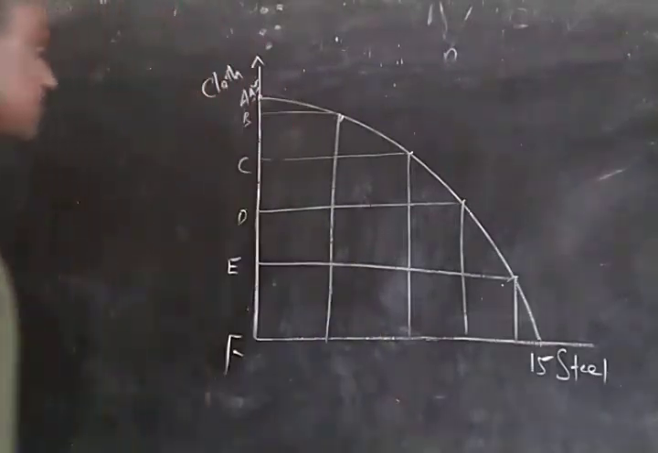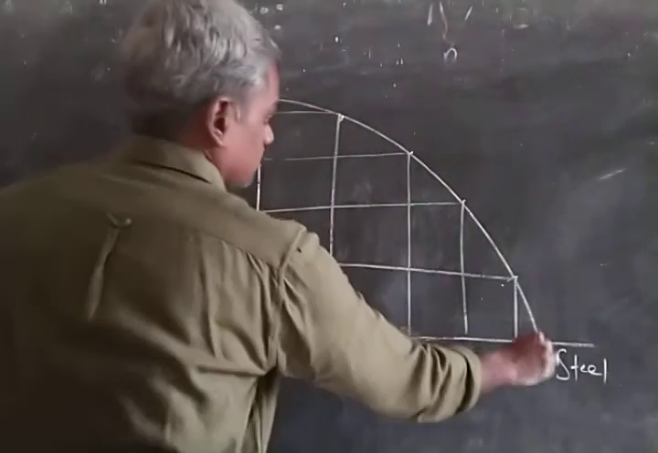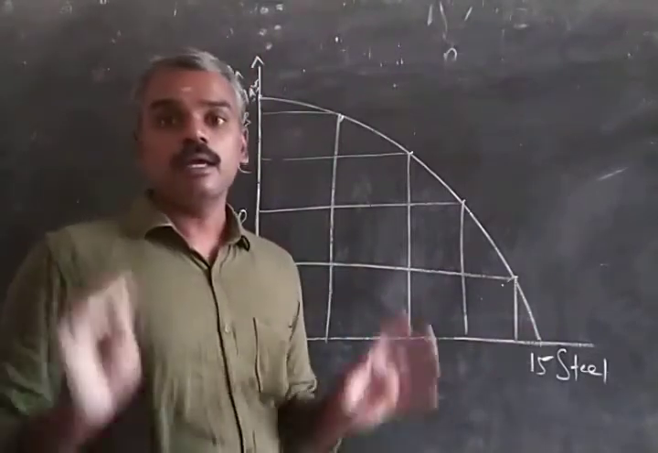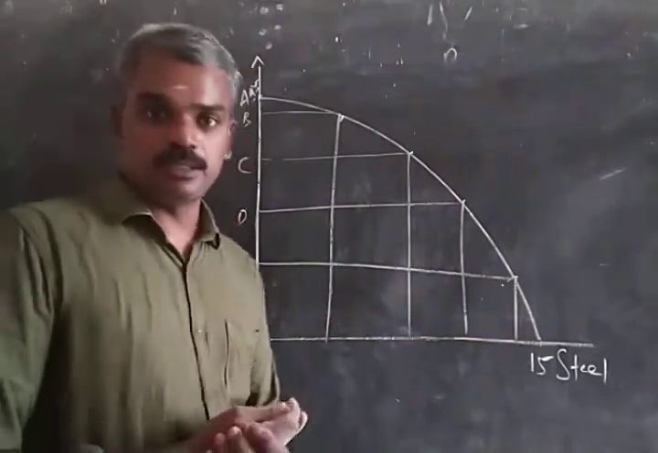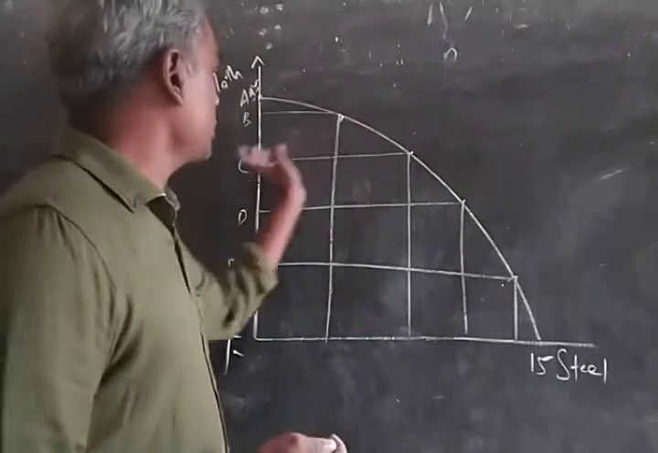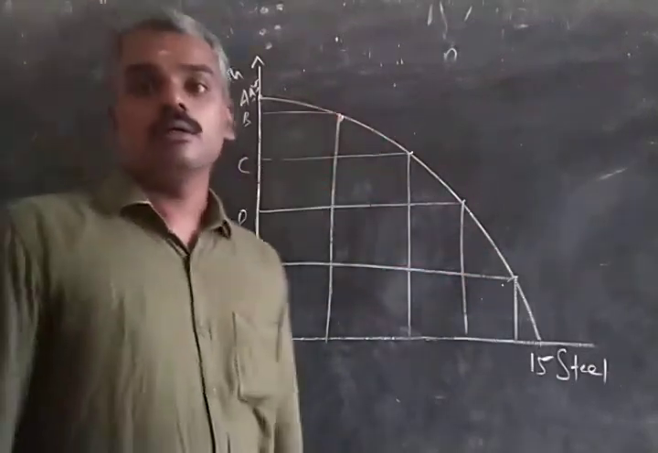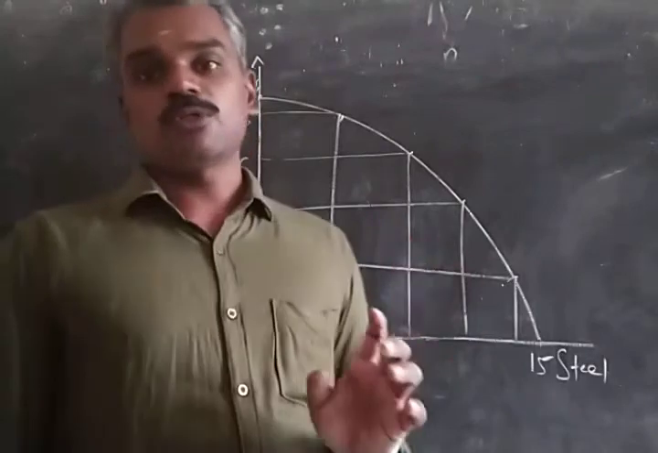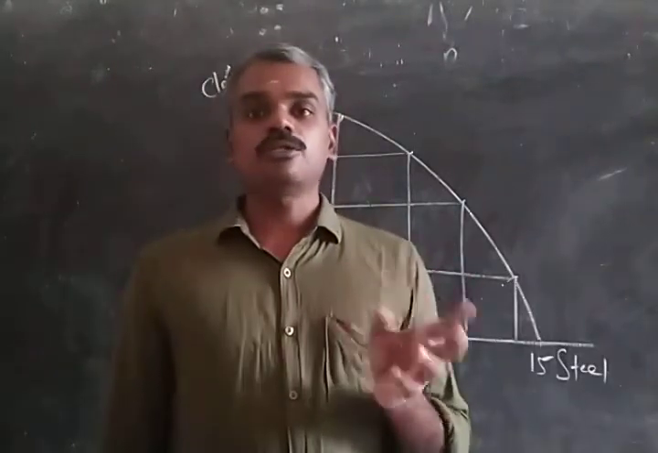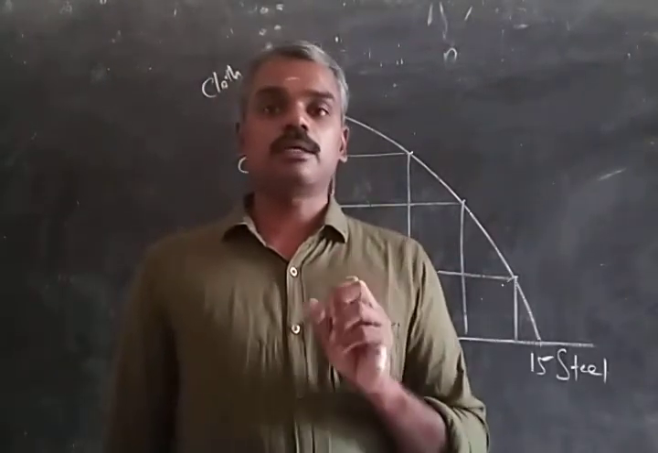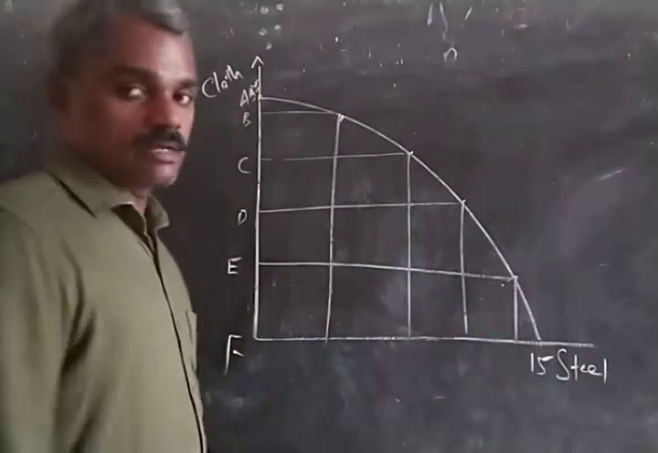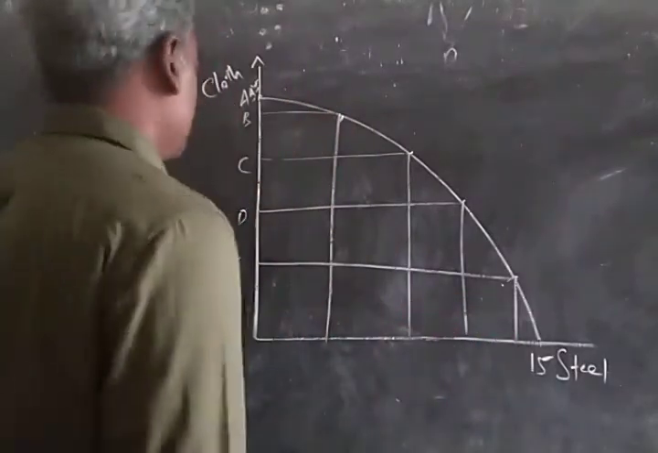So what I want to say is that any point on the production possibility curve shows different combinations of the two commodities. This point, this point, any point you point out on the curve will show different combinations of the two commodities that an economy can produce by using all its available resources.